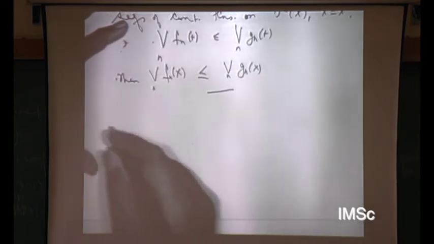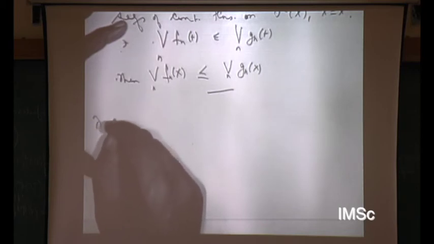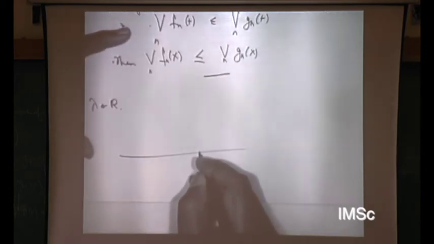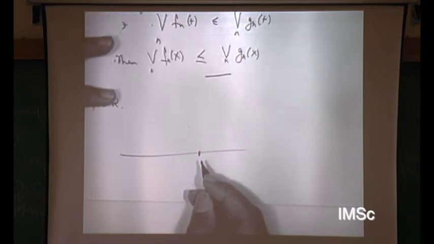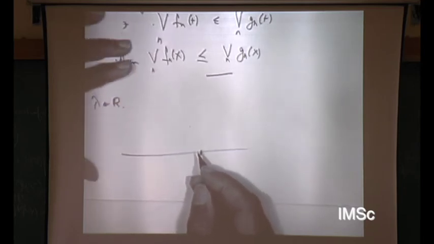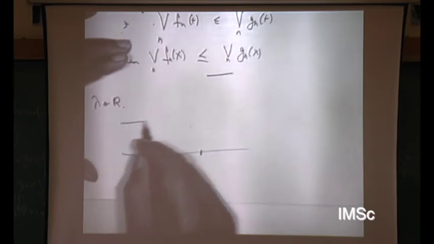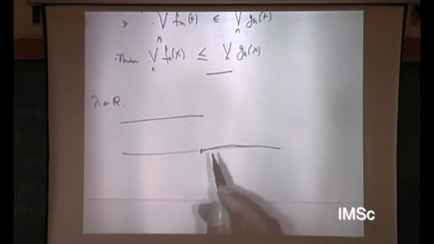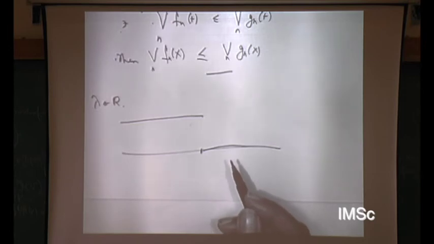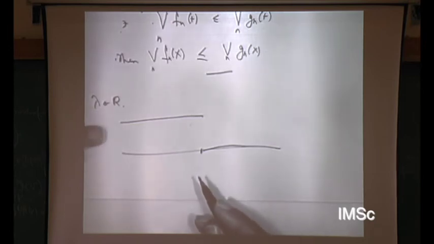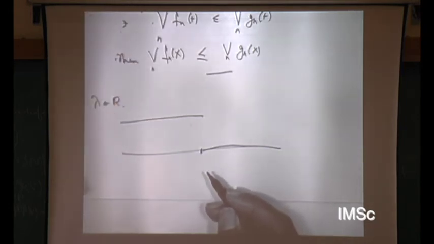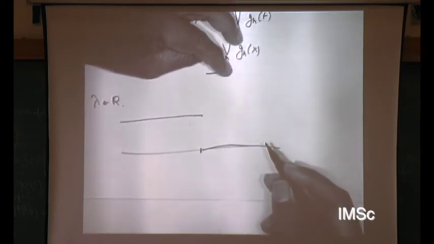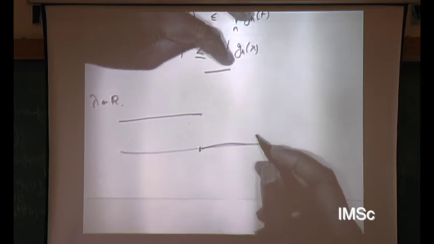So then you take any number lambda in the real line. Basically you want to look at this function, which is 1 here and 0 here. This characteristic function. And you want to write this as a limit. Can you write this indicator function of minus infinity to lambda as a limit?